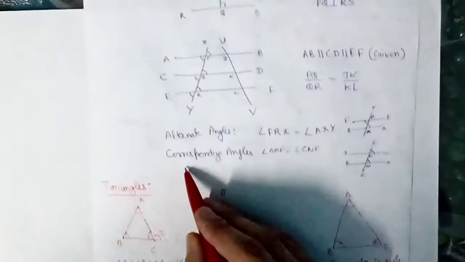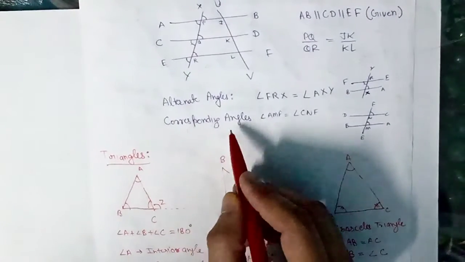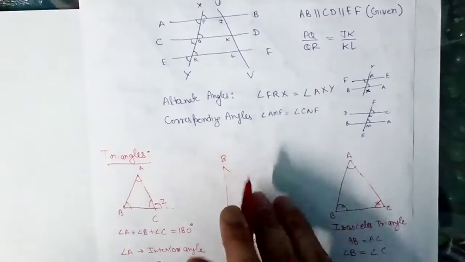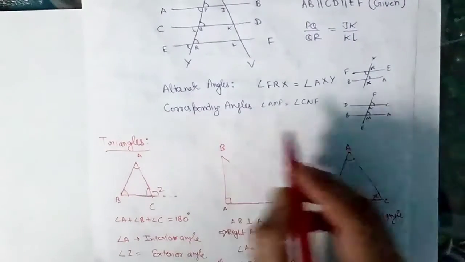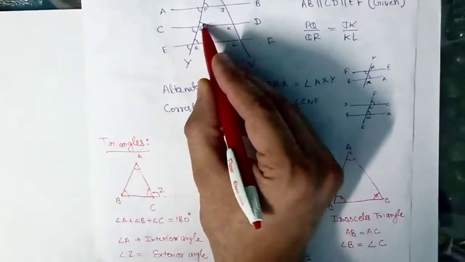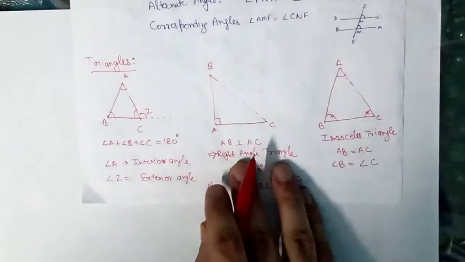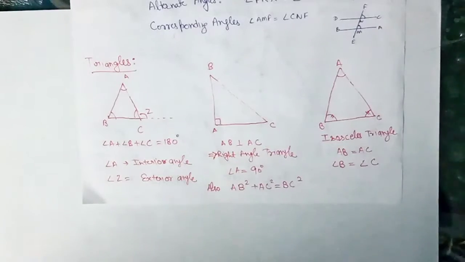Then we have corresponding angles. In this figure, this angle and this angle, and this angle and this angle, are the corresponding angles. We call them corresponding angles.